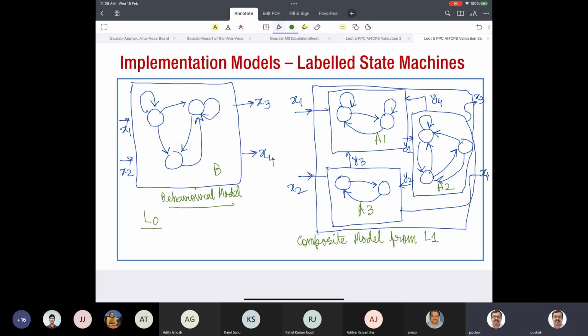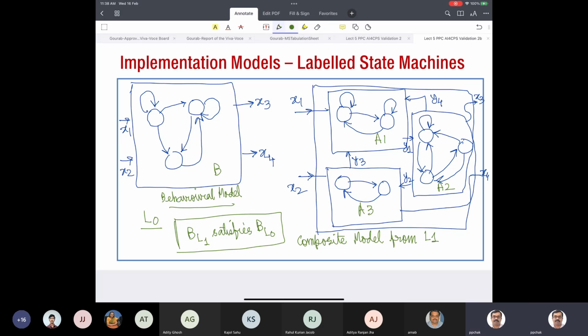And now you will check whether the behavioral model BL1 satisfies BL0. This is the intent verification problem at the behavioral level. So these are 2 intent verification problems.